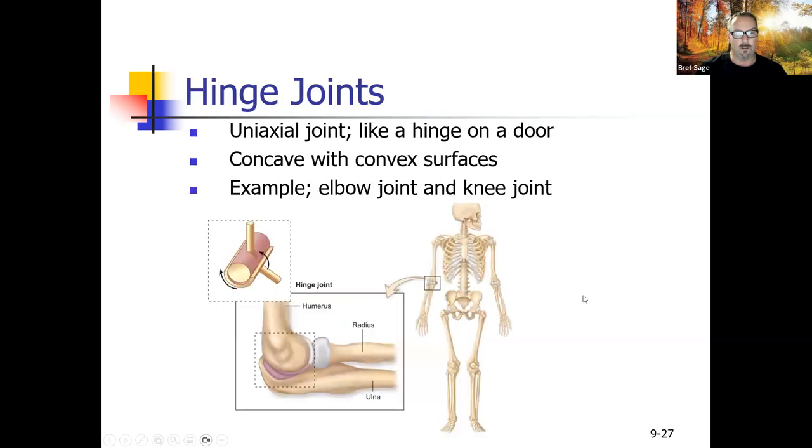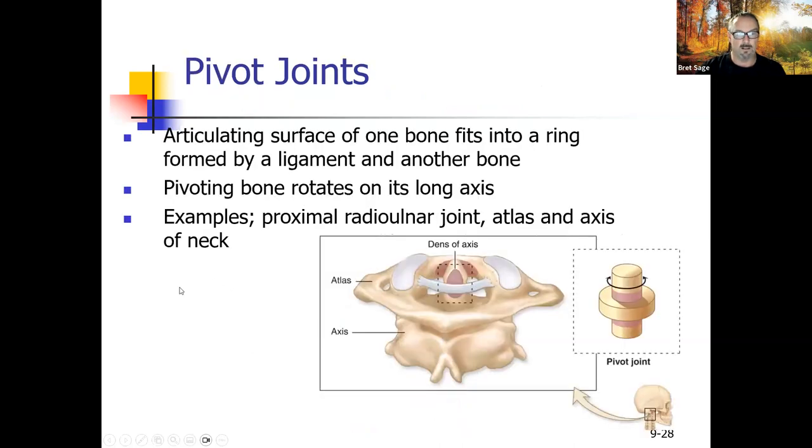The hinge joints, they're uniaxial because they go in one plane. So even though there's more movement here, it's still sliding in just one plane. Good example is your elbow and knee are both uniaxial hinge joints. Pivot joints, articulating surface of the bone, fits into a ring formed by a ligament and another bone. Best example is in your neck. So you see the atlas and axis articulate this way with this ligament across here, allows really good pivot motion. You also find that in the capitulum of your humerus articulating with your radius.